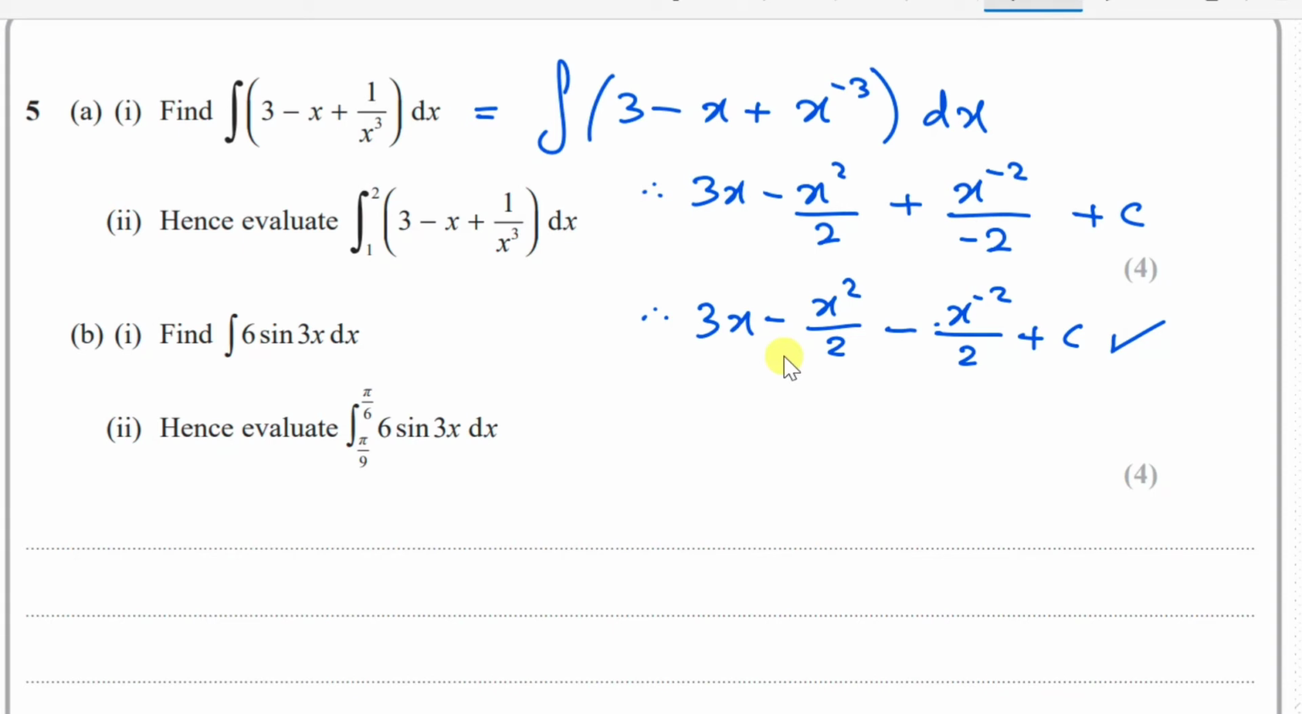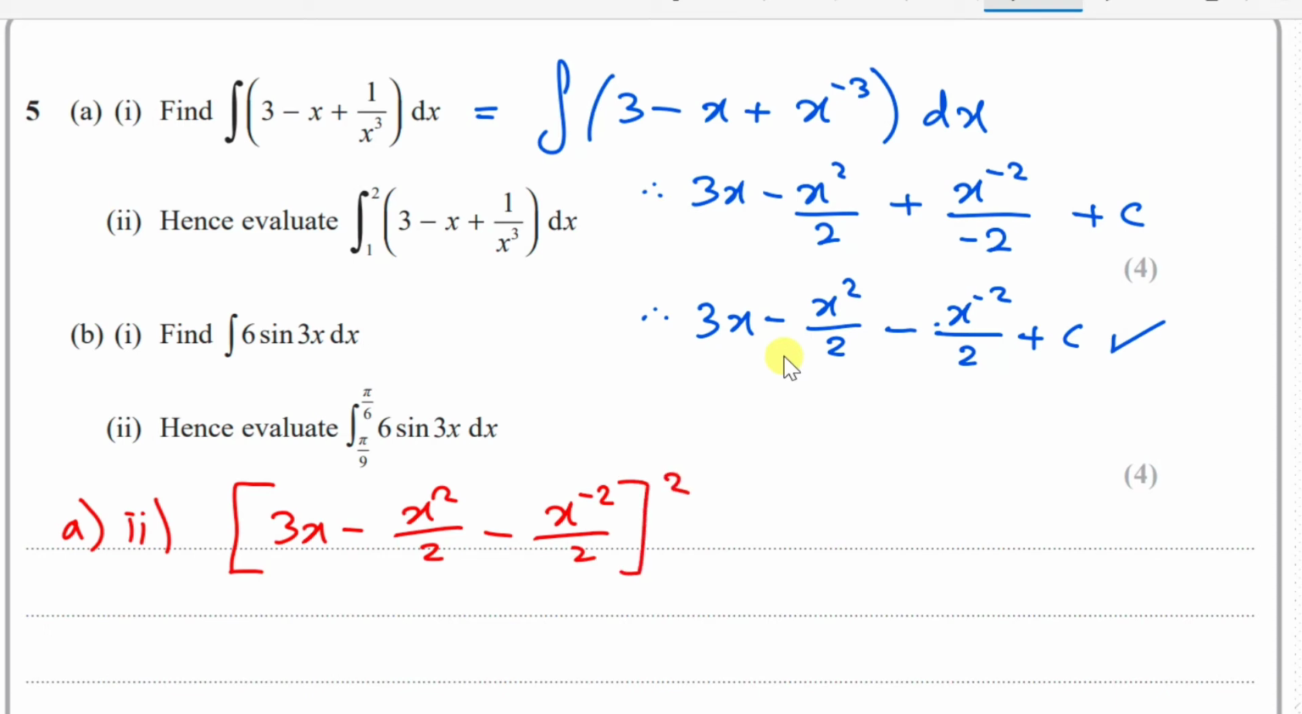Part 2, hence evaluate the same thing, but now you've got limits. So when you have limits, all you literally do is stick a massive bracket. So for part 2, we put big square brackets. We copy everything in: 3x minus x squared over 2 minus x to the negative 2 over 2. And then just ignore the plus c. And then put the limits of 2 and 1 here.